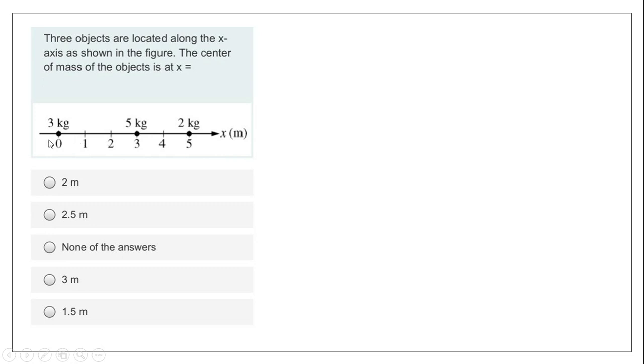Here, the diagram doesn't label what's M1, M2, M3. So it's up to you. I'm just going to go from left to right. I'm just going to call this one M1. The middle one here, 5 kilogram, M2, and then the 2 kilogram would be M3 from left to right. And then you can just apply the same function that I've presented here.